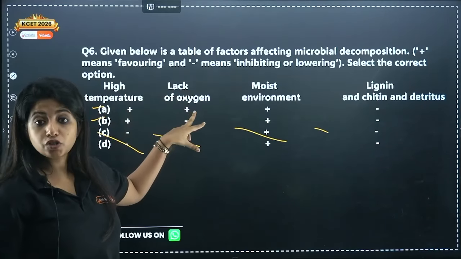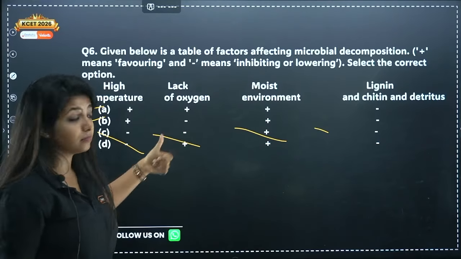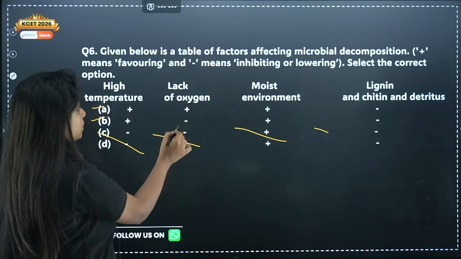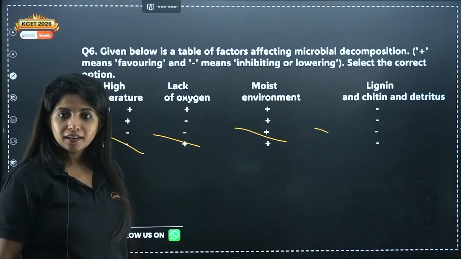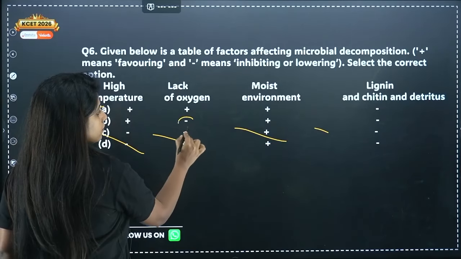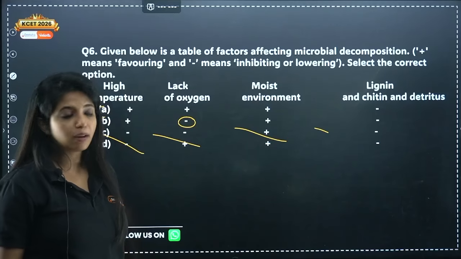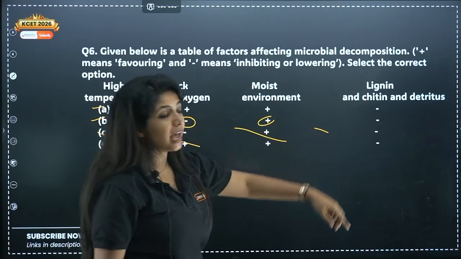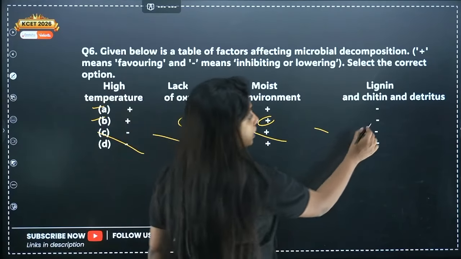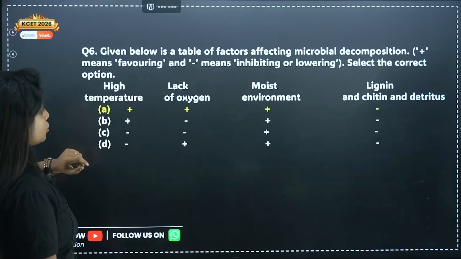Next, lack of oxygen. Is it good? Is it plus or minus? Should it be there or should it not be there? Tell me. It should not be there, right? It should have oxygen, then only things will happen. A moist environment should be there. Yes. Lignin and chitin and detritus should not be there. In the detritus, if at all it's there, my dear children, the whole process will go slow.